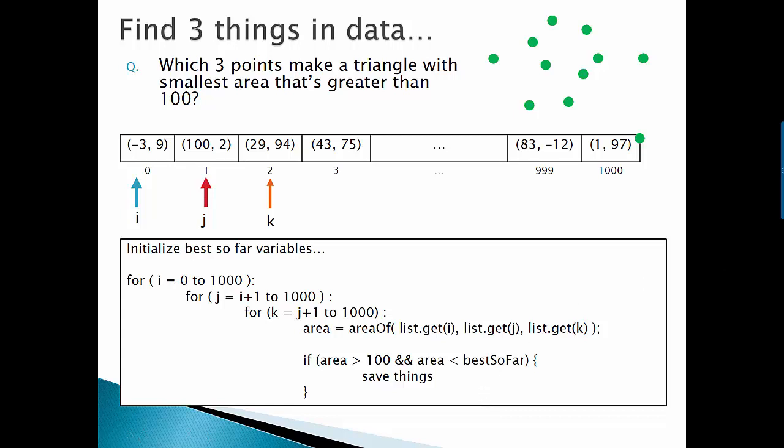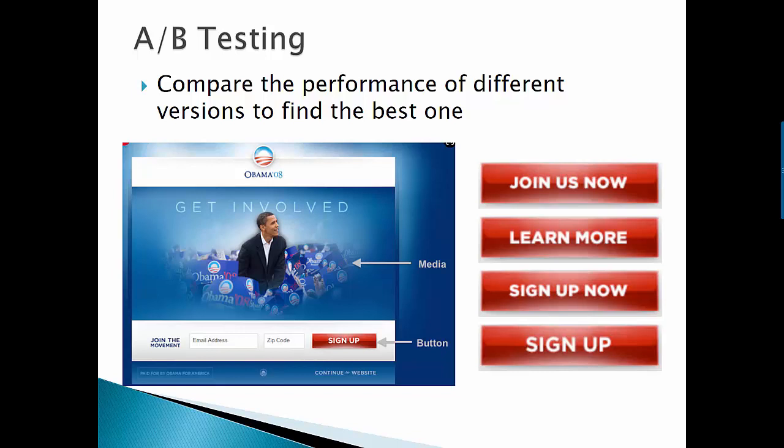So let's hit one more big, important practical example before we turn to brute force search proper. And that idea is A/B testing. You might have heard of this. The idea of A/B testing is you're going to compare the performance of different versions of something to find the best one. And this is most commonly used in websites where you want a customer to click through, or in this case, the Obama campaign in 2008 was the first political campaign to really use this idea.